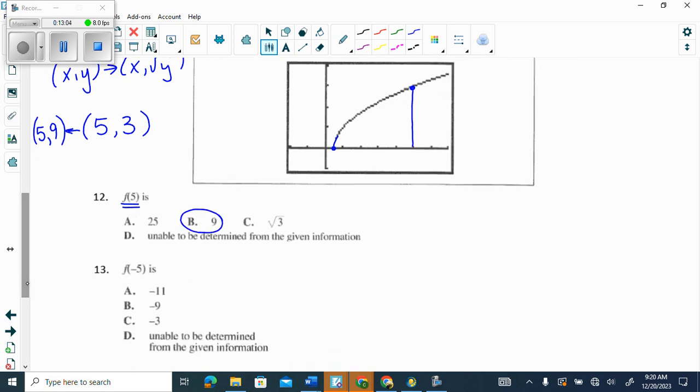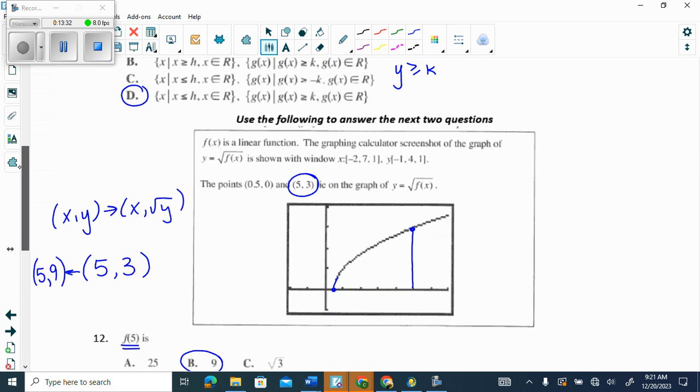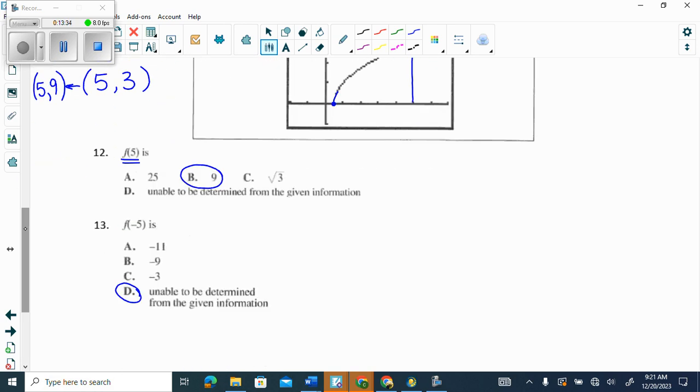What about negative 5? Unable to determine from the given information? Nope. You have 2 points, and you know that they're on the linear line. You use those 2 points. If you know 2 points, you can find this. You know (5, 9) and (0.5, 0). So you can find the slope from that, and then you can work backwards. Find your b value, and you can make it go up. Also can find the y.